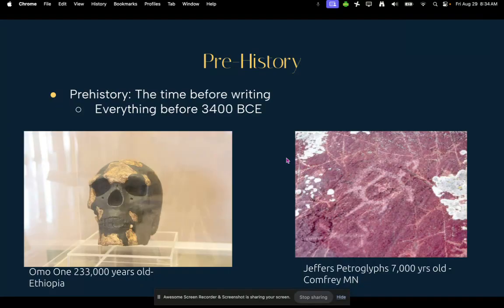So, prehistory. Prehistory is the time before writing. Everything before about 3,400 BCE would be prehistory. And prehistory is not too far away, by the way. For example, if you go down to Comfrey, Minnesota, which is in the southern part of Minnesota, you can find the Jeffers petroglyphs, and they're about 7,000 years old. That's prehistory, but humans were still walking in, well, our state.